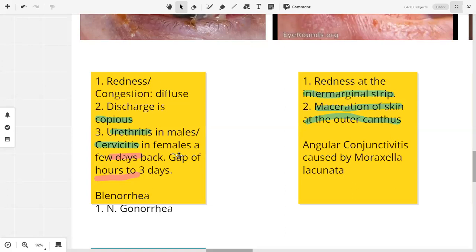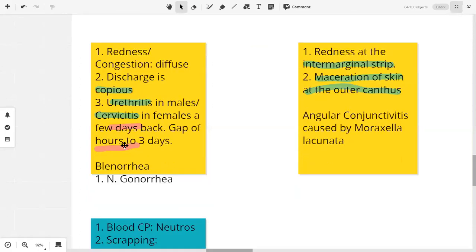If it were caused by Chlamydia trachomatis, then the symptoms would have a gap of at least how many days? 5 to 10. 5 to 10 is the range. There would be optimally a gap of 5 days. That is an important context clue: how many days after the STI the conjunctivitis developed?